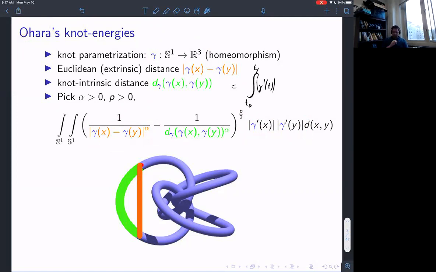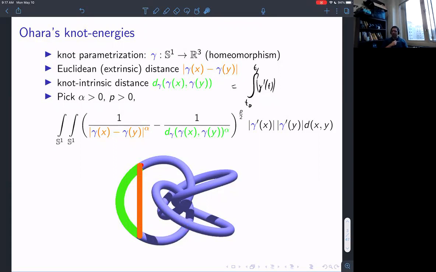All right, and now I have an energy, cooked up an energy, not me, right? So Hara did that. We have cooked up an energy with certain exponents. And it could measure, this is a very heuristic argument, how far away on average every strand of this knot is, right? It measures the distance of different strands.